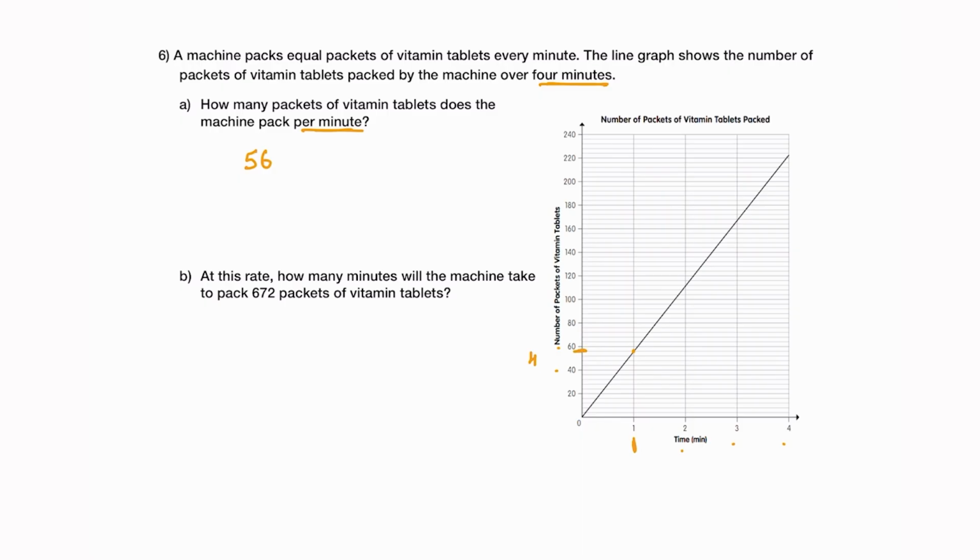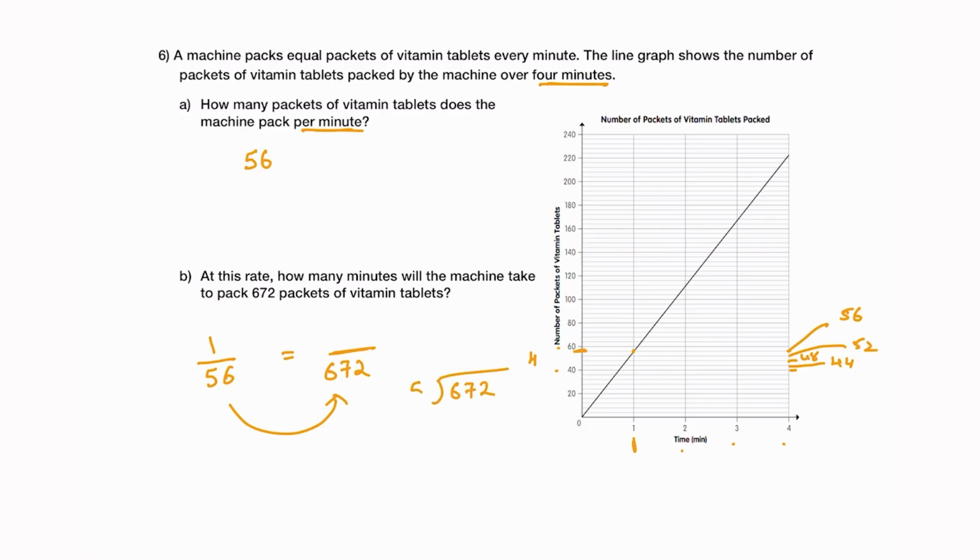It's this part here. Okay, so every unit is 4, so it's 40 here. So this one is 44. The next one is 48. Then you have 52. And this one that we are looking for is 56. At this rate, how many minutes will the machine take to pack 672 packets of vitamin tablets? So in 1 minute, it can pack 56. So in how many minutes it can pack 672? So this to this is what? Do you know that? Let's divide and check here.